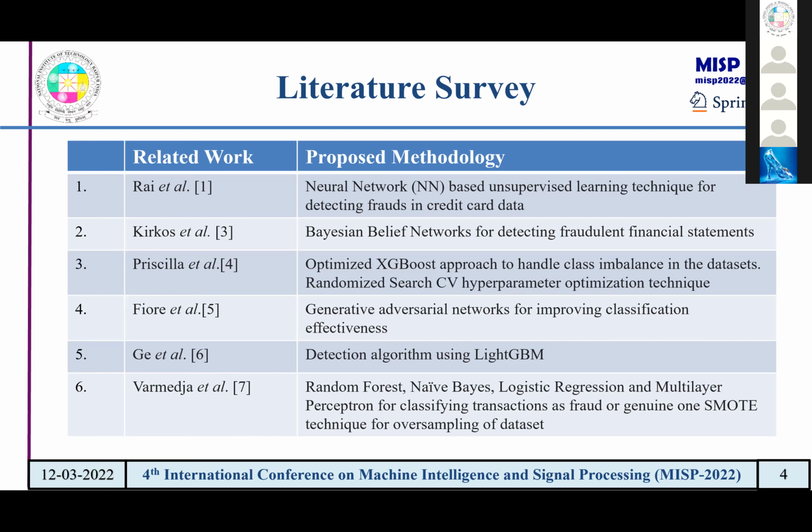And in the paper number 5, which I have mentioned, uses the detection algorithm called LightGBM, but it fails. It has a demerit that it uses grid search hyperparameter optimization technique, which is inefficient in terms of computational power and time. And for the paper number 6, random forest, naive Bayes, logistic regression and multi-layer perceptron were compared with each other for classifying transactions as fraud or genuine ones.